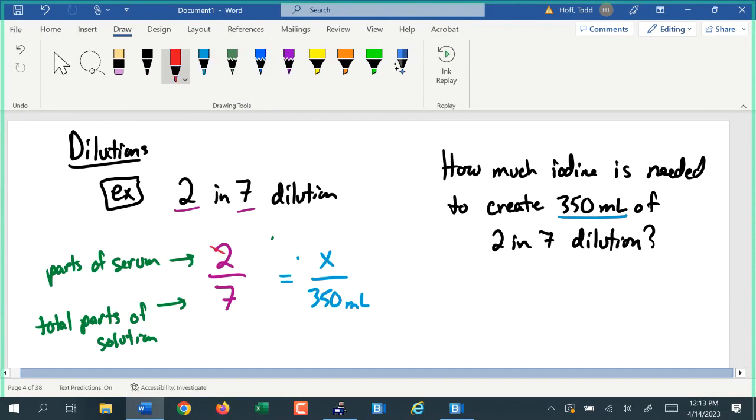Now we'll cross multiply. 2 times 350 divided by 7 gives us 100 milliliters. So it would take 100 milliliters of iodine, and then we would fill with neutral solution or normal sterile water up to then the 350 milliliters to complete that dilution.